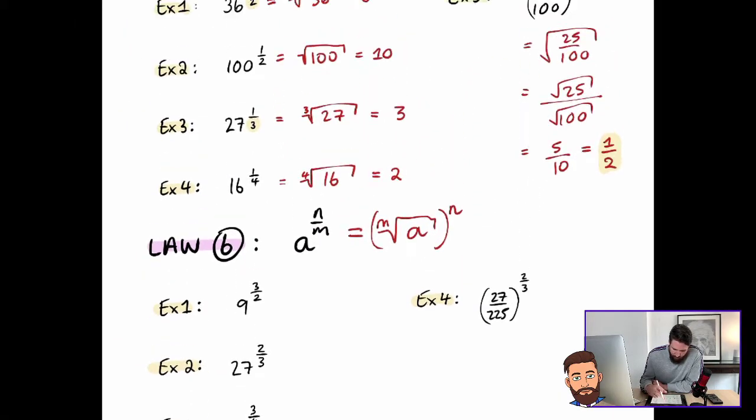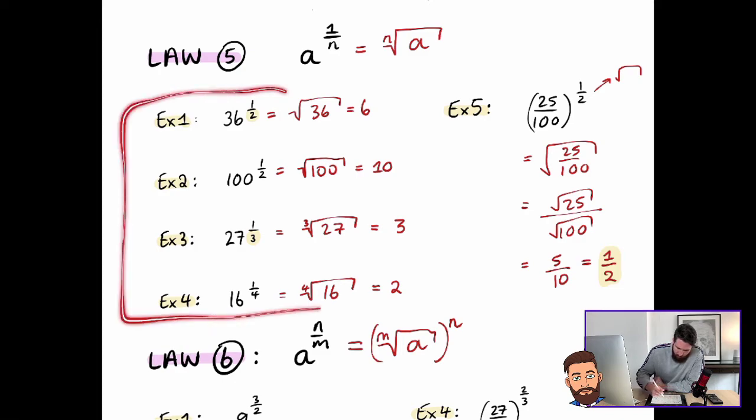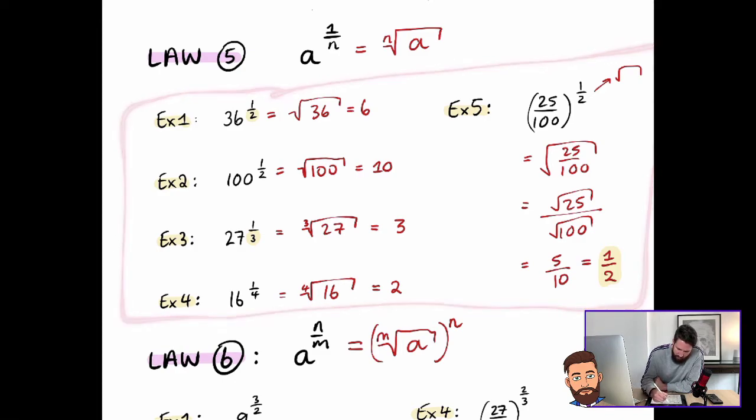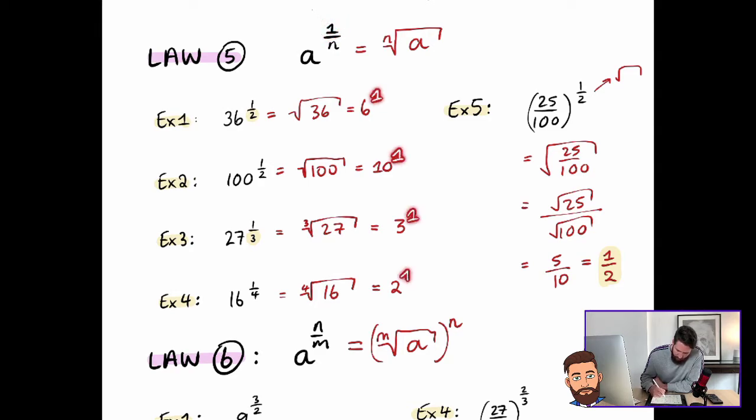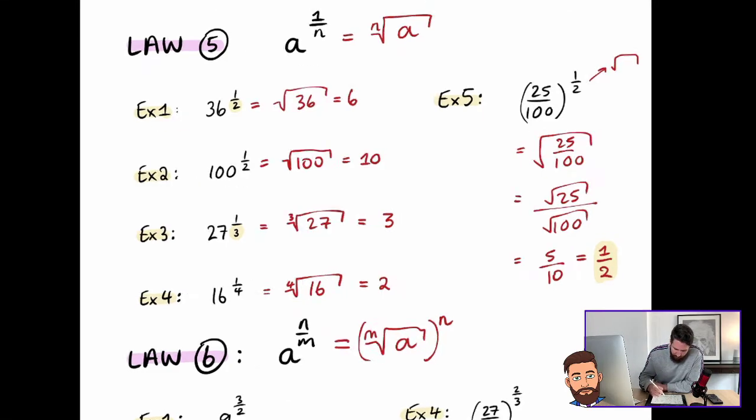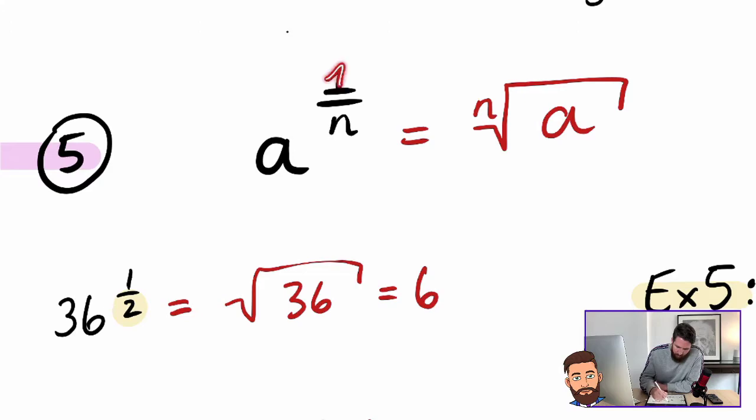Now, we've done that for every single example here. But if you look, what is the power we're raising it to? We're technically raising our answer to power 1, which we know just means it's going to stay the same. So we don't do that extra step where when it's 1, we don't need to raise it to 1 because we know it's going to stay the same.